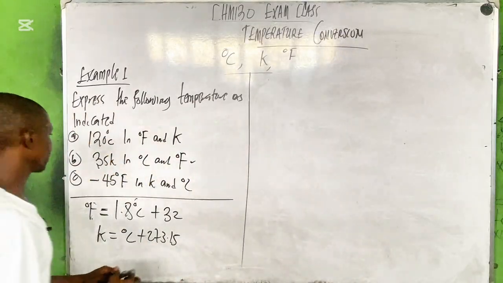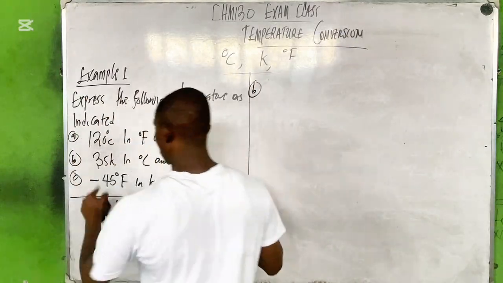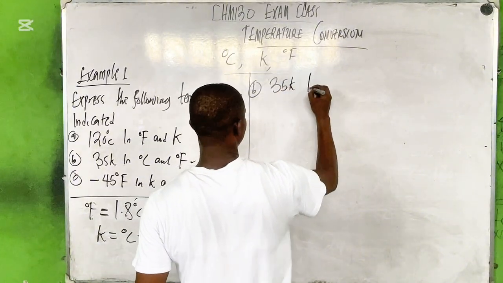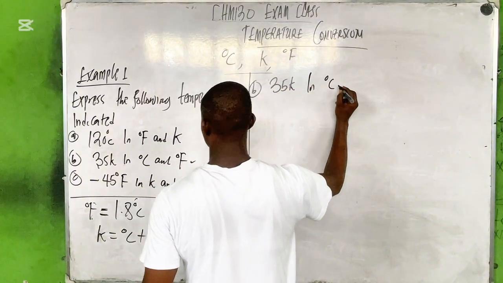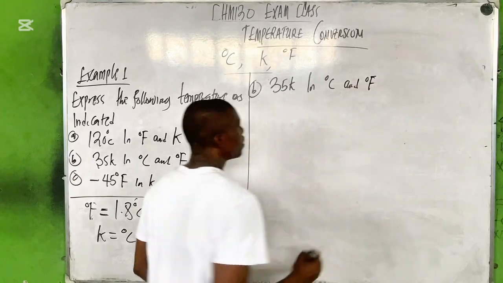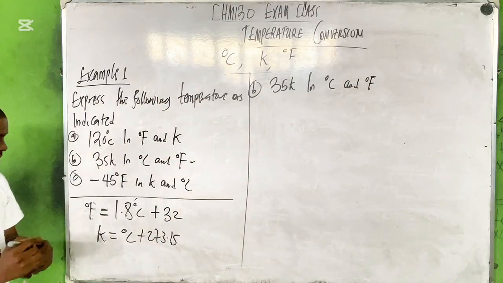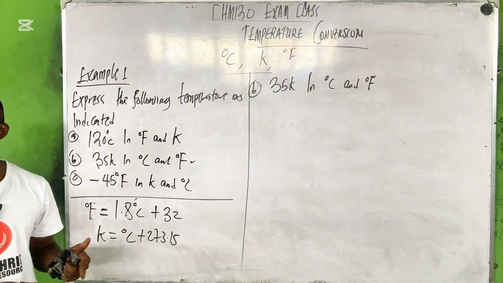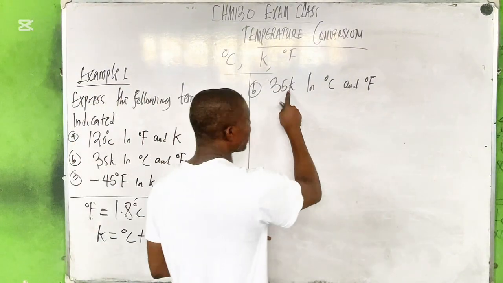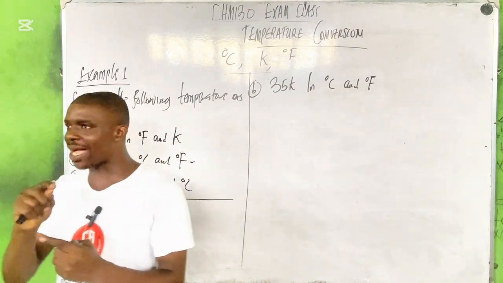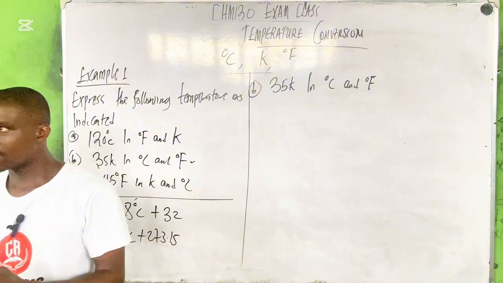So what is the B? The B says to convert 35 Kelvin to what? Degrees Celsius and what? Degree Fahrenheit, right? Please note, there is no direct relationship between Fahrenheit and Kelvin, right? So that is most correct to degree Fahrenheit through centigrade before you move.